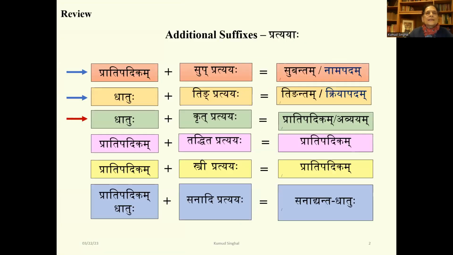Okay, since in the last class there were very few people, I'm going to review what we covered. We talked about additional suffixes, and these two we have already learned: to a pratipadikam, if you add a sup pratyaya, you get a nama padam or a name form. And to a dhatuhu, if you add a ting pratyaya, you get a kriya padam or a verb form.